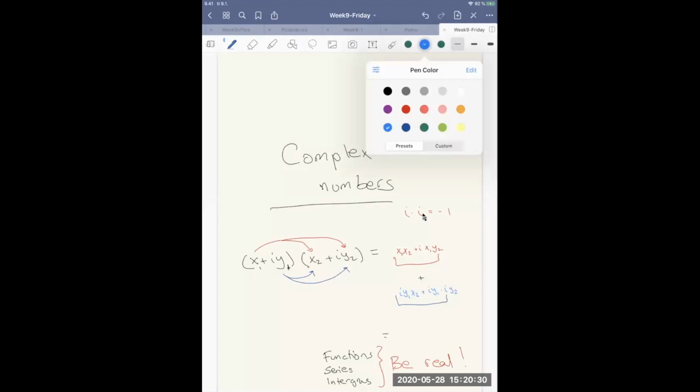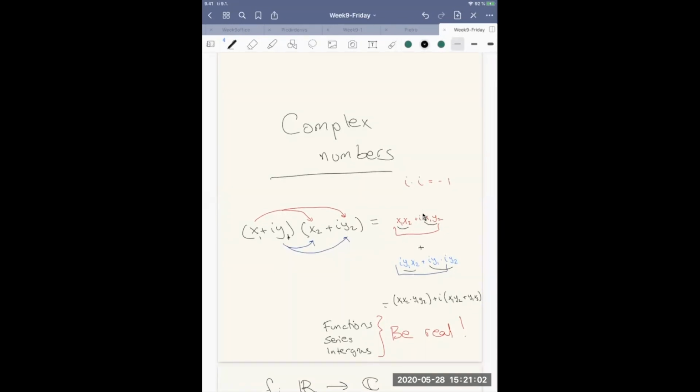Now, if we collect the terms that create the real and the imaginary parts, the real parts come from here, but also from here, because i squared is -1. So we get x1 x2 minus y1 y2. And then the imaginary part of this product will be the sum of the imaginary components of these two terms. So x1 y2 plus y1 x2. So that is the definition of product.